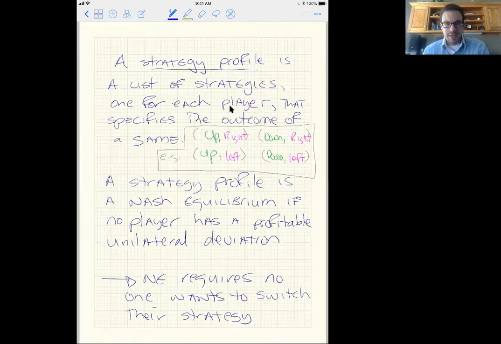So anyhow, a strategy profile is a Nash equilibrium if no player has a profitable unilateral deviation. In particular, the Nash equilibrium requires that nobody wants to switch their strategy. So we have a particular strategy profile, say up right, and to ask ourselves, is up right a Nash equilibrium, it would have to be the case that neither player would rather use their other strategy. So let's go do this.